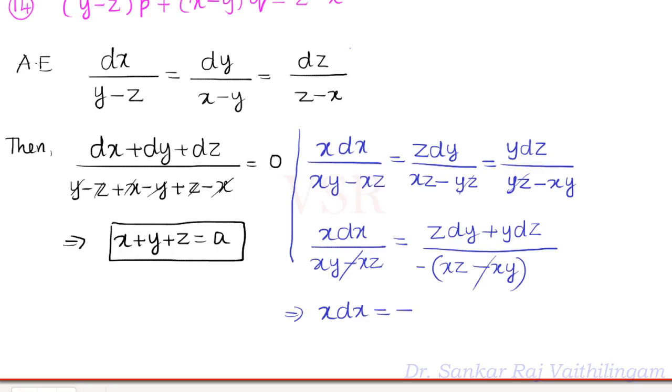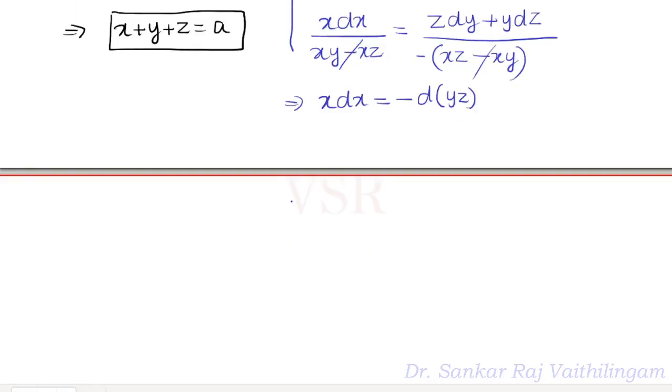minus of z dy plus y dz. z வச்சுக்கிட்டு y டிஃபரன்ஷியல் பண்றப்போ, y வச்சுக்கிட்டு z டிஃபரன்ஷியல் பண்றேன், then I may write this is equal to d of yz. அதான் problem solved. எப்படி பண்ண போறேன் அப்படினா, so this implies that x dx plus d of yz which is equal to 0.